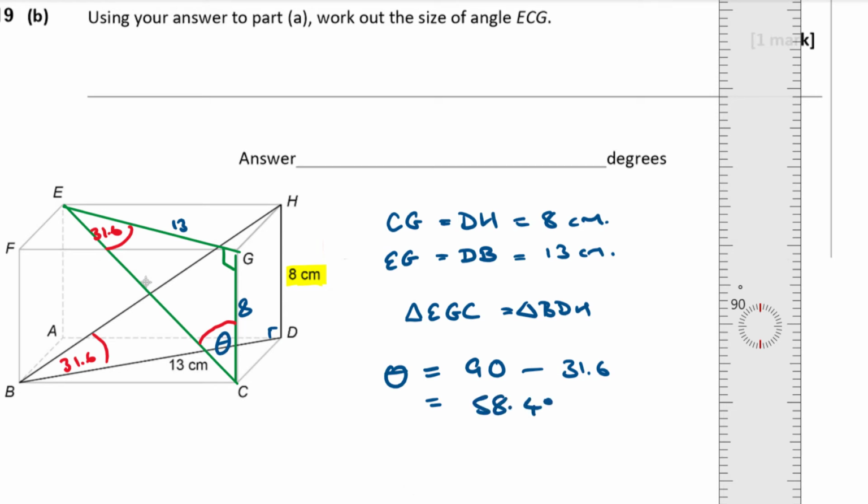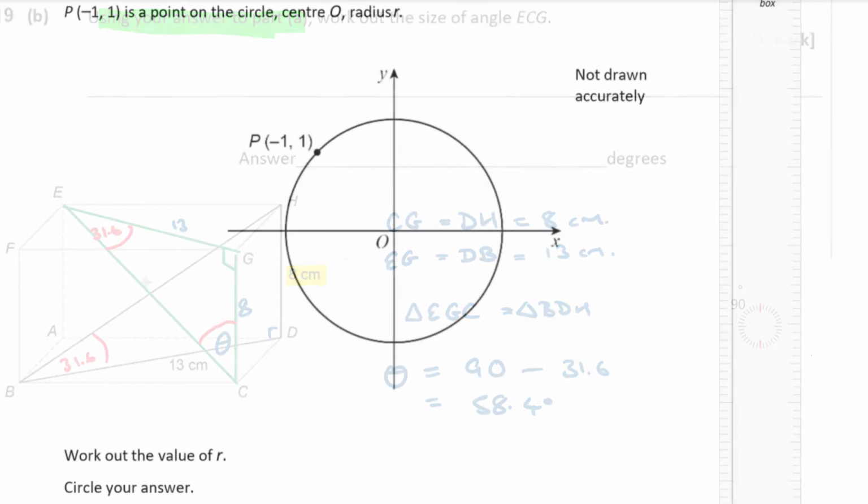Okay. The other thing you could do, like I say, you could do trigonometry, inverse tangent 13/8, but it did say using your answer, which I tried to do, although I think it'd be quicker just to use tan again.